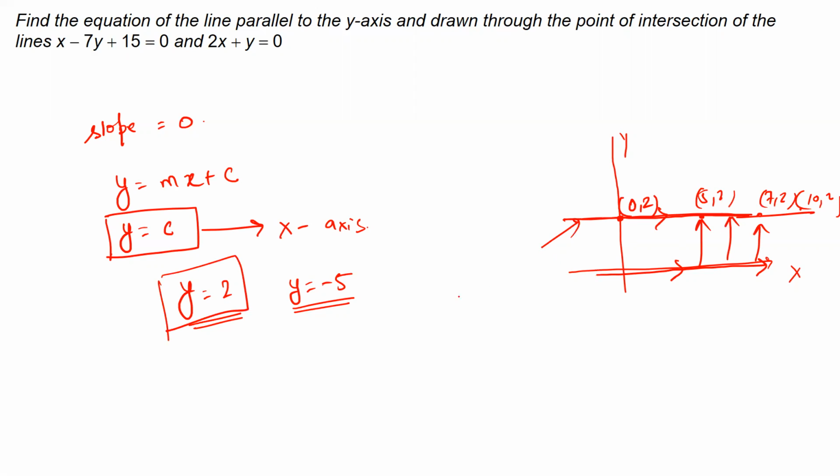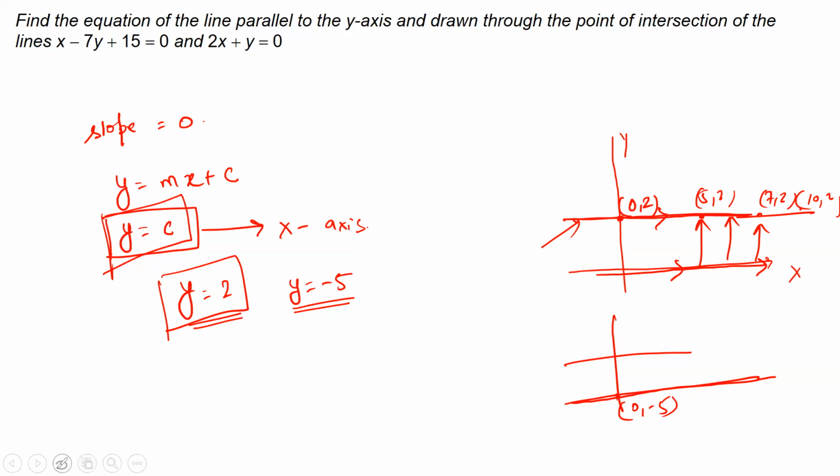Similarly, y is equal to minus 5 will be a line which passes through the point (0, -5). Suppose this is the point (0, -5) and this is a line parallel to the x-axis, then its equation will be y is equal to minus 5. The key here is that any line parallel to the x-axis will have the equation of the form y is equal to c, where c denotes the distance of this line from the x-axis. It could be 2 units, minus 5 units, or anything.